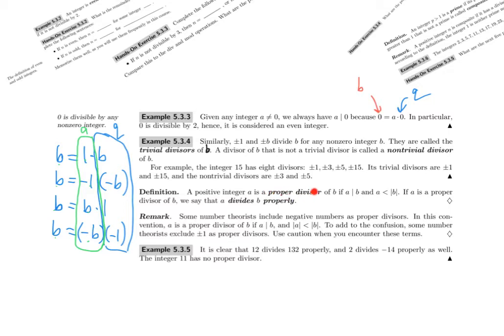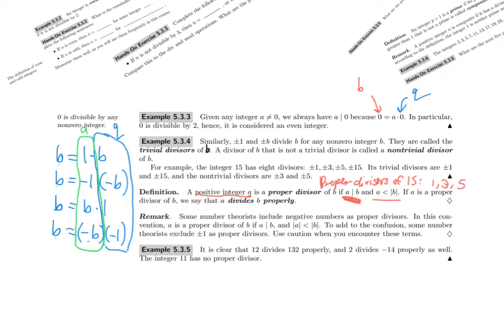But notice that proper divisor could include 1 or minus 1. But actually, we said that it has to be a positive integer, so it looks like it would include 1 and anything else. So in other words, the proper divisors of 15 would be 1, 3, and 5. If we're following this definition, it has to be a positive integer such that a divides b and a is less than the absolute value of b.